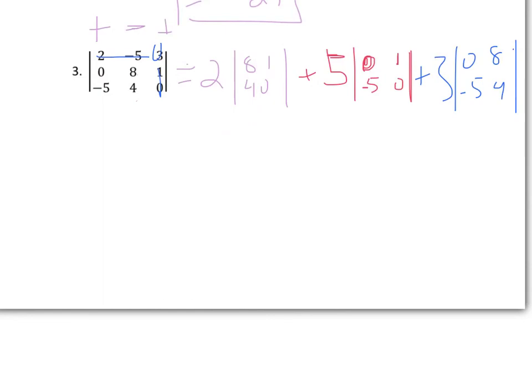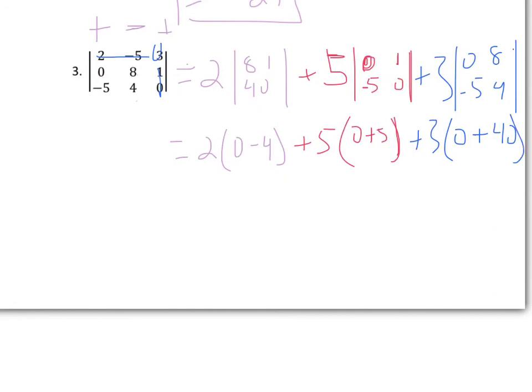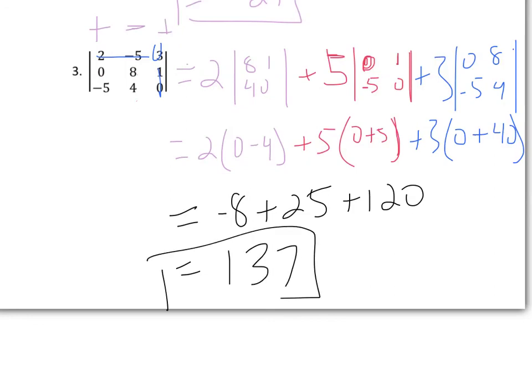Do the quick calculation. I'll have 2 times 0 minus 4, plus 5 times 0 plus 5, plus 3 times 0 plus 40. And when you work this out, you should get negative 8 plus 25 plus 120, which is going to come out to be 137. Yeah, 137. And that's your answer.